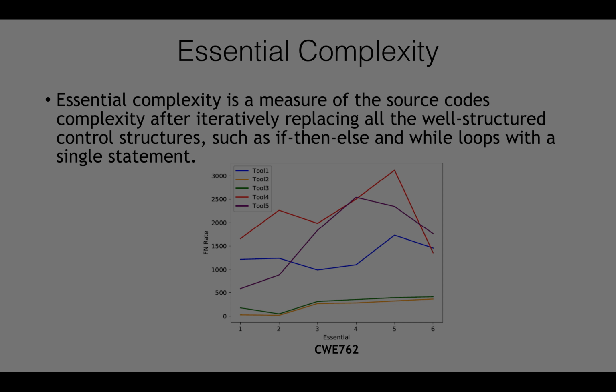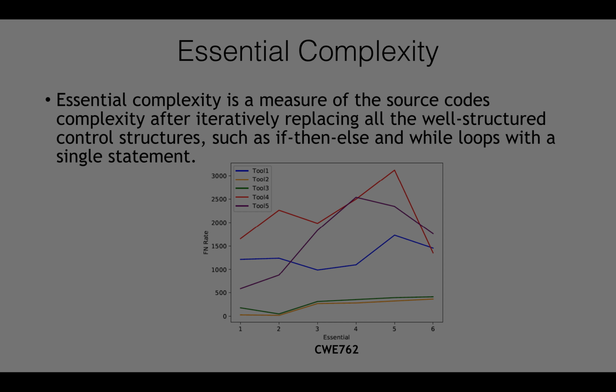Essential complexity is a measure of the source code complexity after iteratively replacing all the well-structured control structures, such as if-then-else and while loops, with a single statement. In order to compute the value of essential complexity at a function level, we use the Understand static tool.